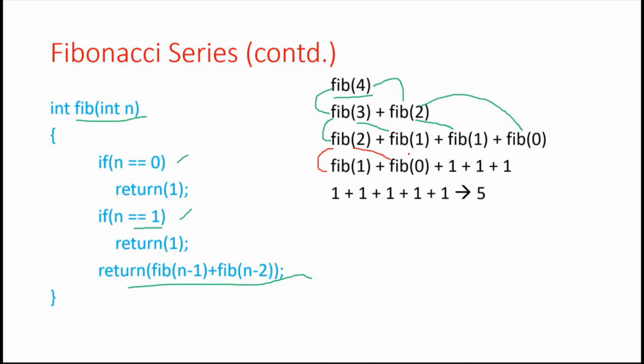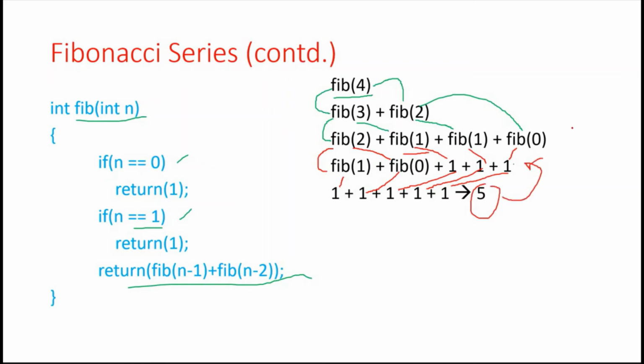That is 2 minus 1, that is 1, and 2 minus 2, that is 0, and we will return Fibonacci 1, that is 1, and Fibonacci 1, that is 1, and Fibonacci 0, that is 1. Here Fibonacci 1 will be returned as 1 and Fibonacci 0 will be returned as 1, and this one will be written here, and this one will also be written. If we add all these, we have 5 ones.